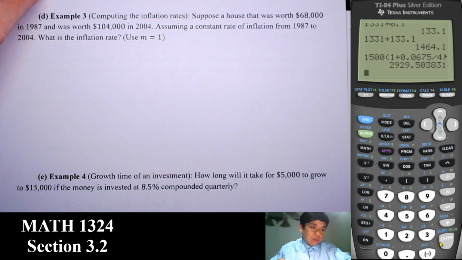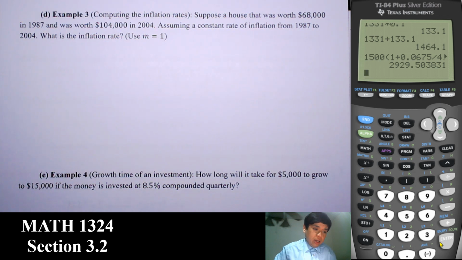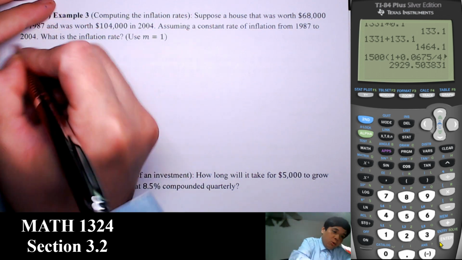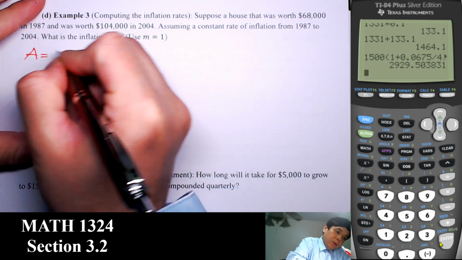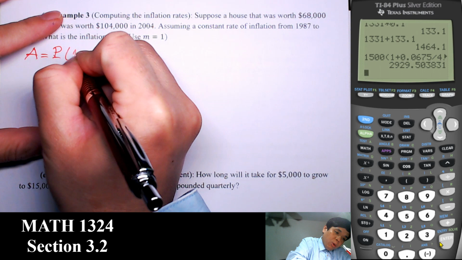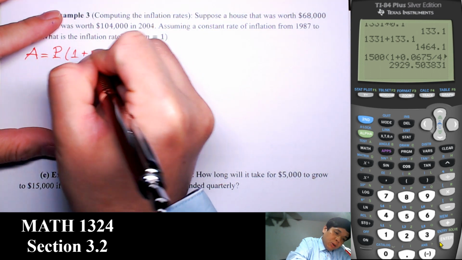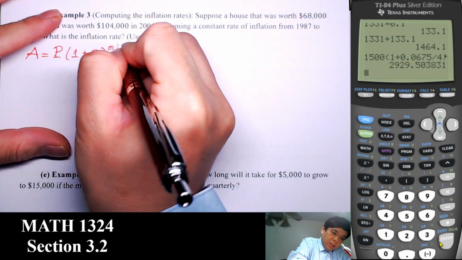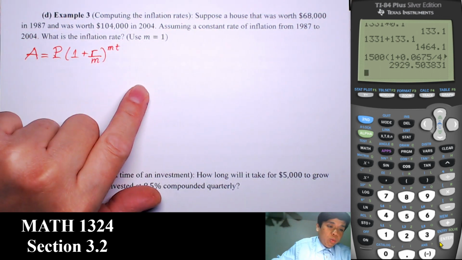Now, computing the inflation rate. Suppose a house was worth 68,000 in 1987 and was worth 104,000 in 2004. Assume a constant rate of inflation from 1987 to 2004. What is the inflation rate? So let's say we start with A equal to P times 1 plus R over M to the MT. In this case, use M equal to 1, so we have that.